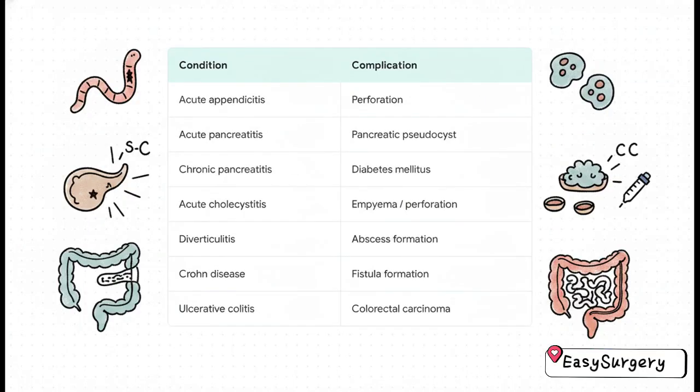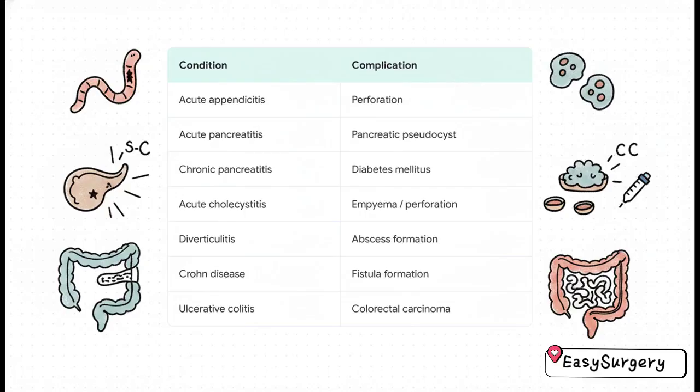All right, starting with the GI tract, you absolutely need to lock in these associations. Acute appendicitis, think perforation. Acute pancreatitis, pancreatic pseudocysts. But notice the shift when we talk about chronic pancreatitis. The most common complication there actually becomes diabetes mellitus because that endocrine tissue is just progressively destroyed over time. Now, for acute cholecystitis, you're watching for empyema or perforation. Down in the lower GI tract, diverticulitis loves to form abscesses.